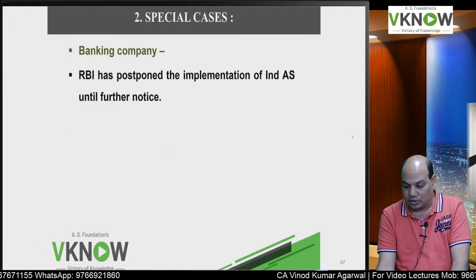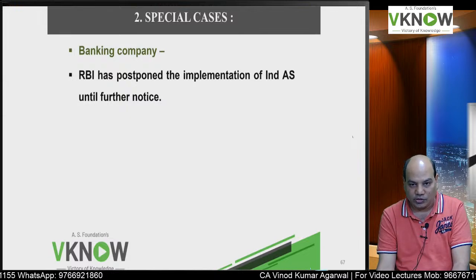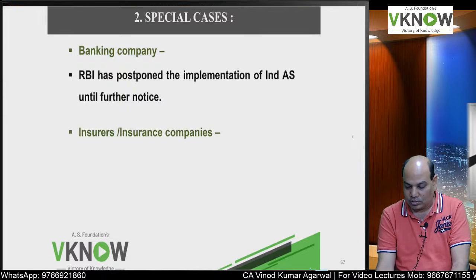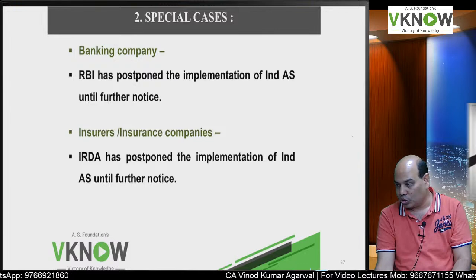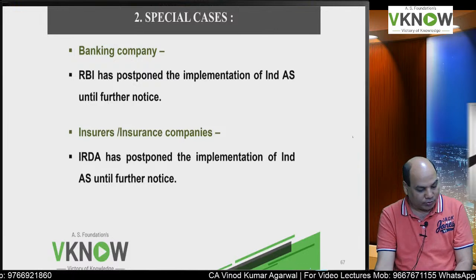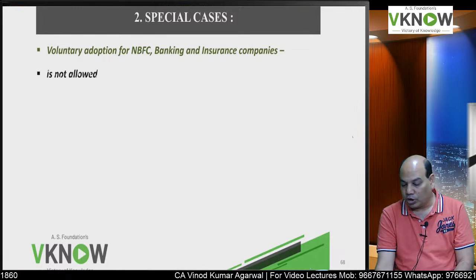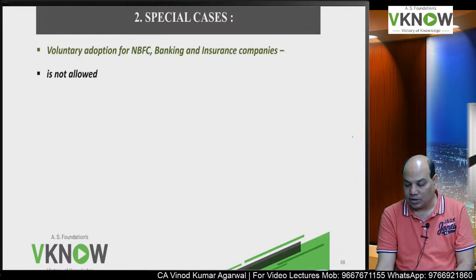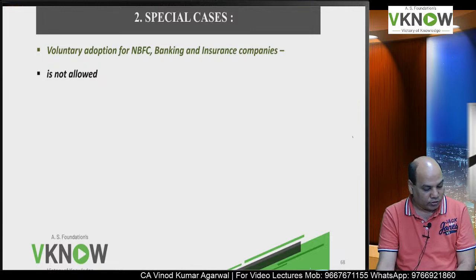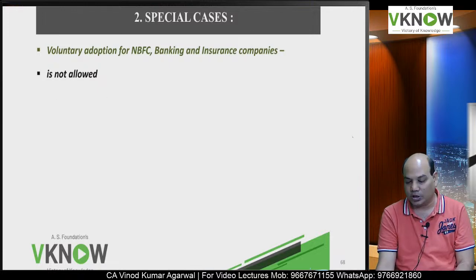What about banking company? RBI has postponed the implementation till further notice. What about insurance or insurers? IRDA has postponed till further notice. What about voluntary adoption of NBFC, banking and insurance company? I have written a small one-line note. They are not allowed to even voluntarily adopt Ind AS.